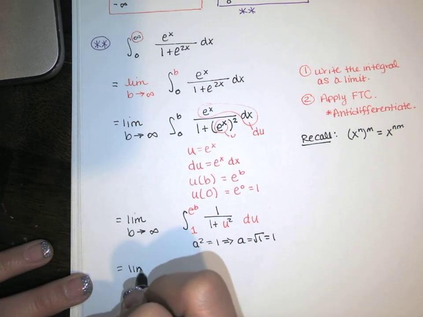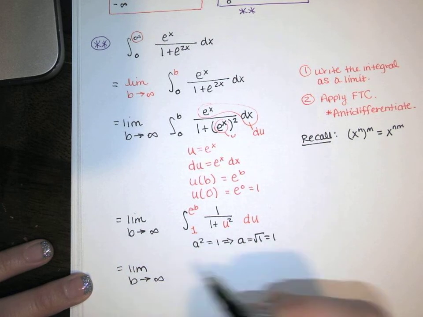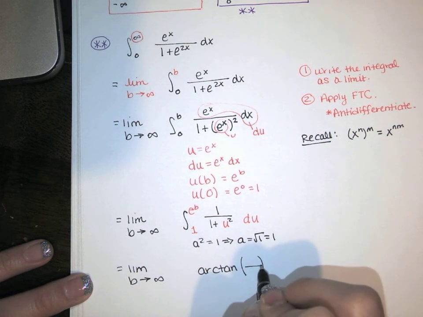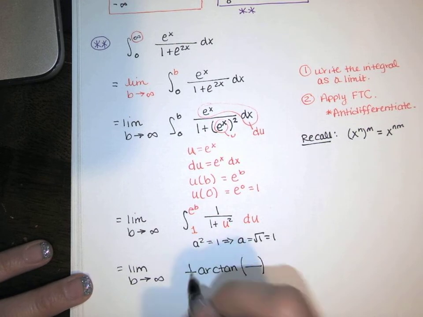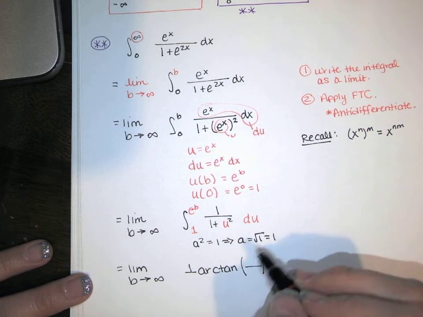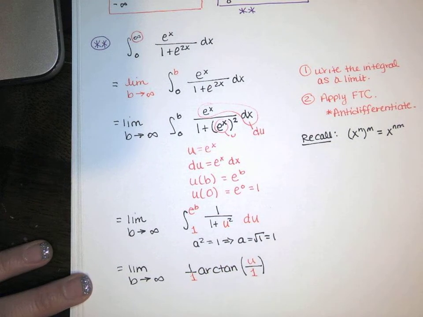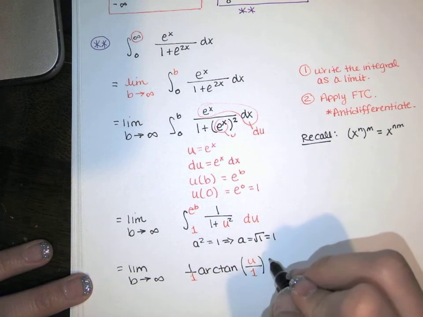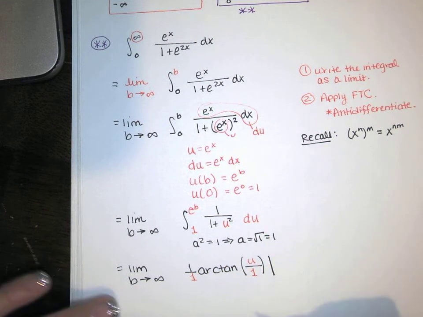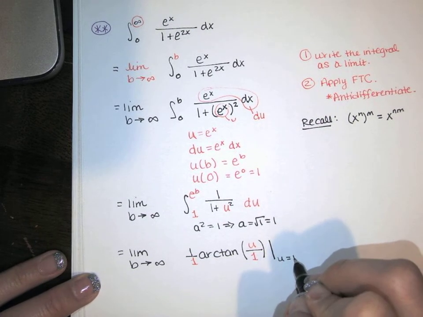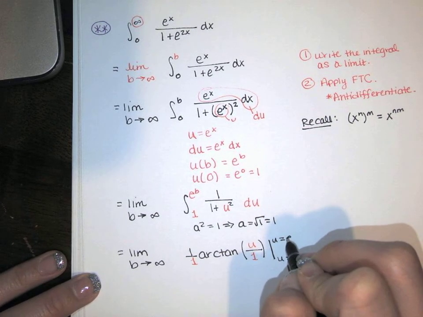And the antiderivative is the arctangent of my variable over a times 1 over a. A is 1. And my variable is u instead of an x. I know that dividing by 1 is kind of overkill. We'll simplify that in a minute. But I just wanted to show you where all those pieces came from.